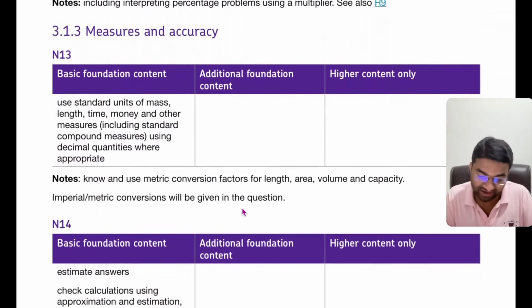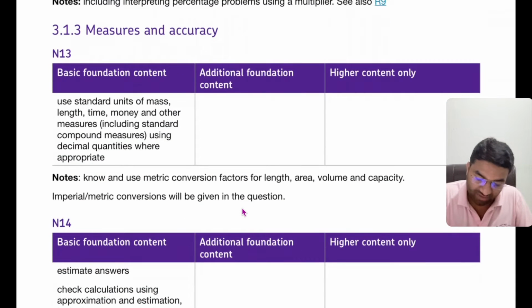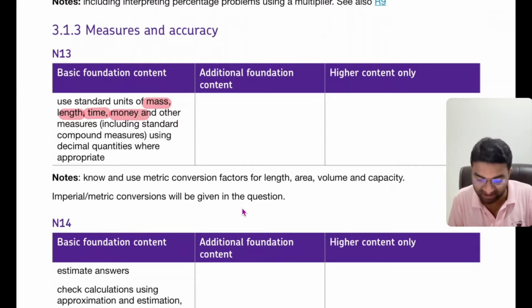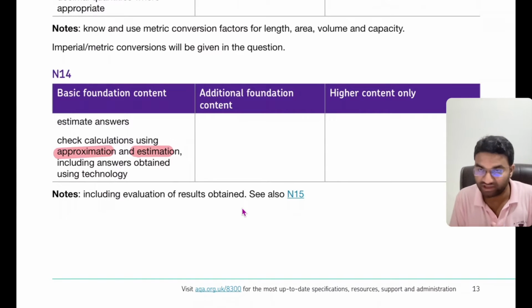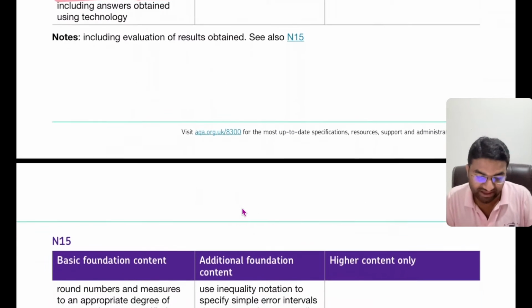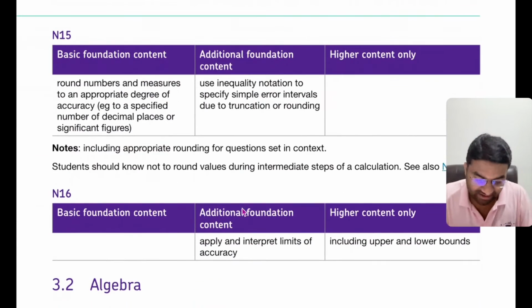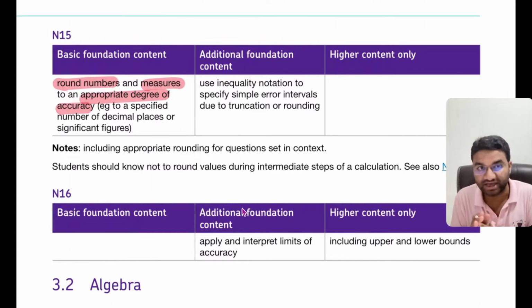Then measures and accuracy. So we have mass, length, time, and money. Other conversions are also there. Then next, the approximation and estimation part, which is important, it's a foundation for the A star level. Okay, this approximation and estimation. Then next, appropriate degree of accuracy, rounding of numbers, measuring to an appropriate degree of accuracy.